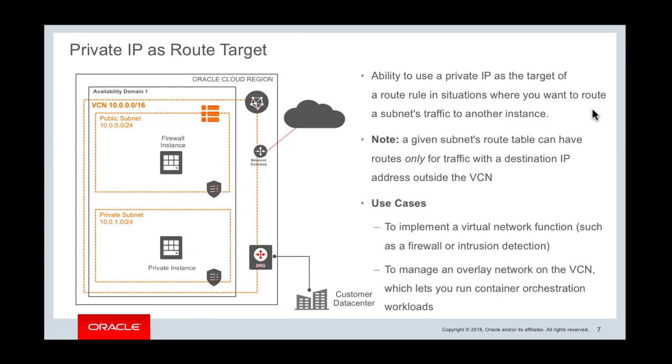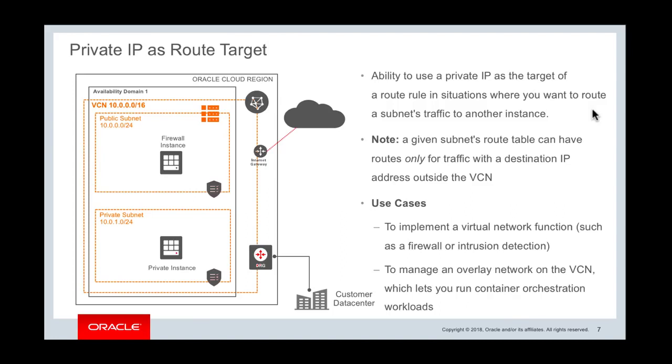All right, so let's just go through a basic setup. For instance, you have a private subnet and a public subnet. Your private subnet has private instances and is only connected through your DRG to your customer data center, to your own data center. And you have public subnets where you have public instances and you are connected to the internet using the internet gateway.